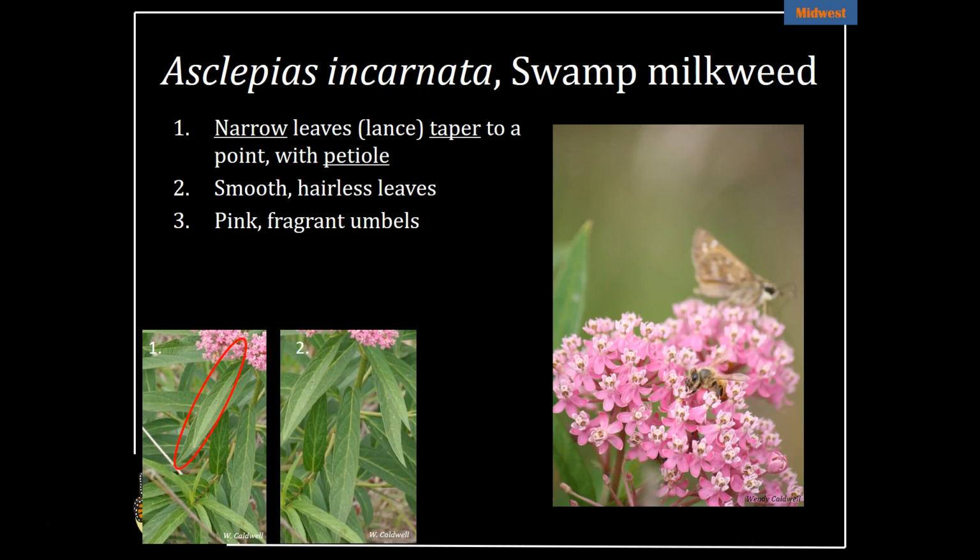Swamp milkweed's umbels of flowers are often slightly darker than common milkweeds and tend to be flatter on the top. Notice the shades of pink within the swamp milkweed umbel shown here. Their flowers also smell more strongly and sweetly than common milkweeds.